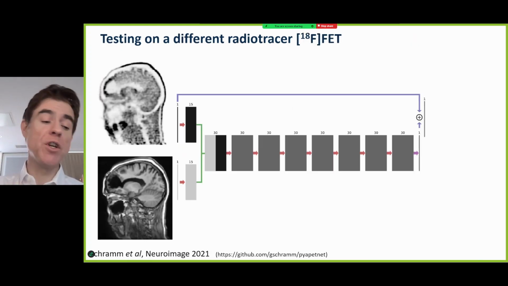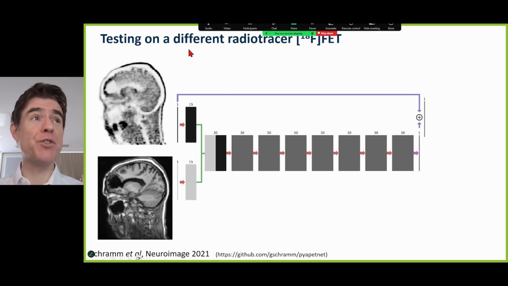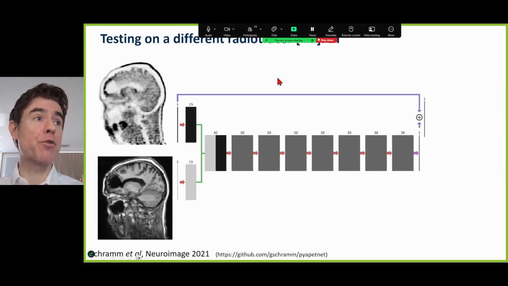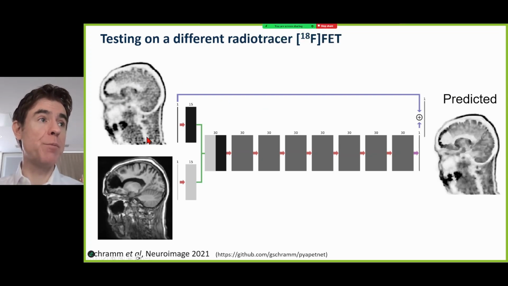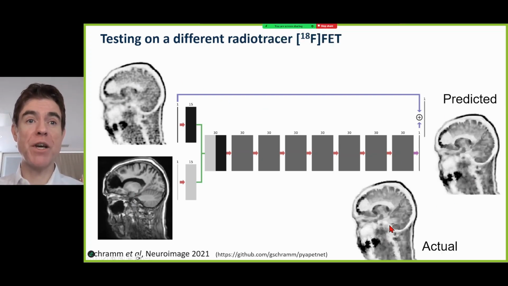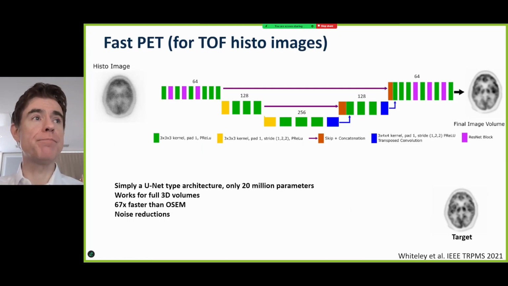At test time, using out of distribution data, so a different radio tracer, very impressively, they got this kind of, so OSEM input, MR input, and getting a predicted MapEM reconstruction compared to the actual MapEM. They got some very nice results indeed.